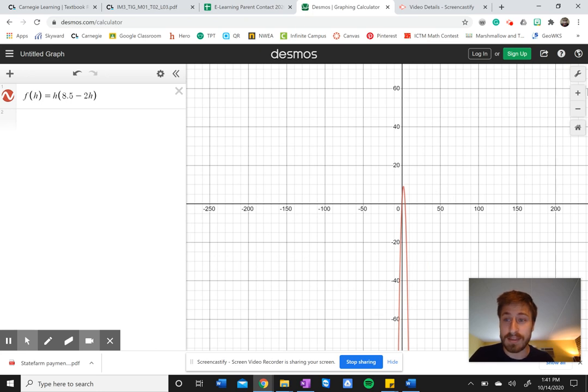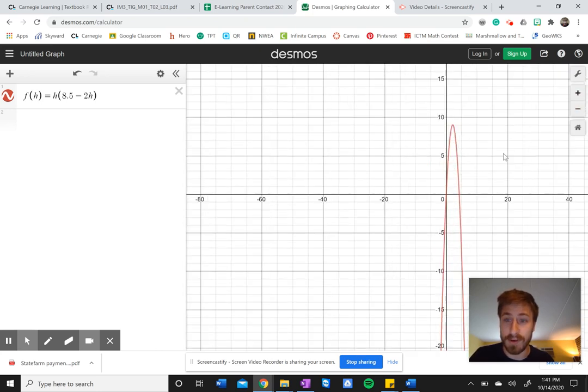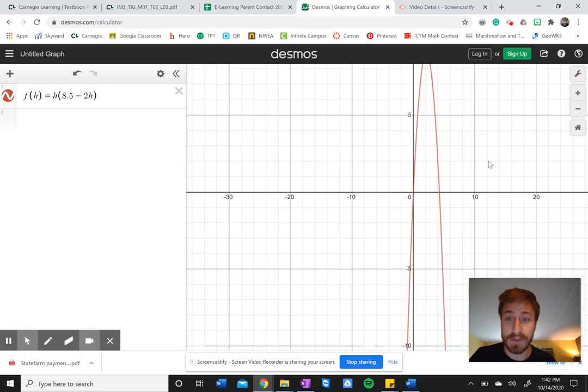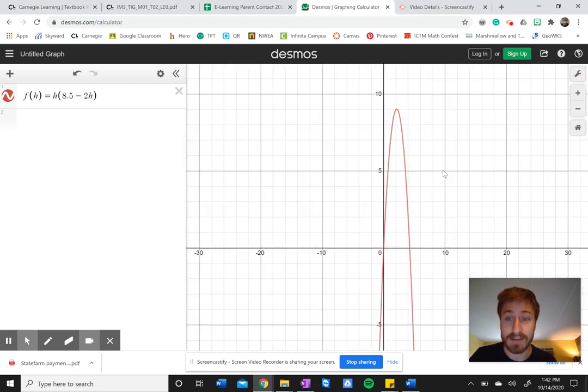Looking at this graph, as I go left to right, we're only going to look at this first quadrant, quadrant 1, because we don't want a height that's negative. The x in this case is height. The height will not be negative. So we're not going to look at the left side of this graph at all, because height in real life can't be negative.